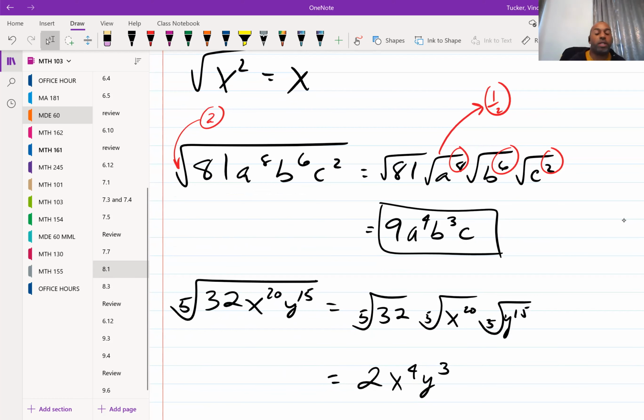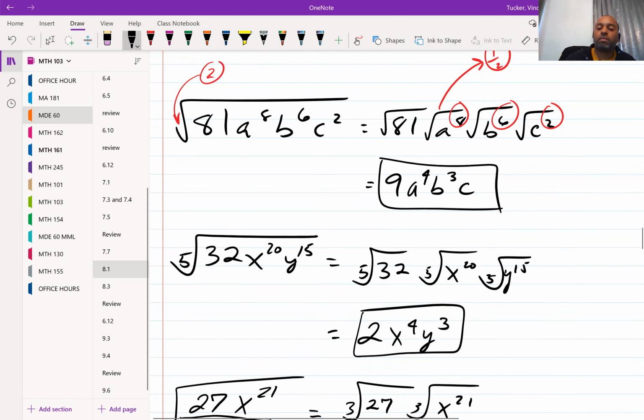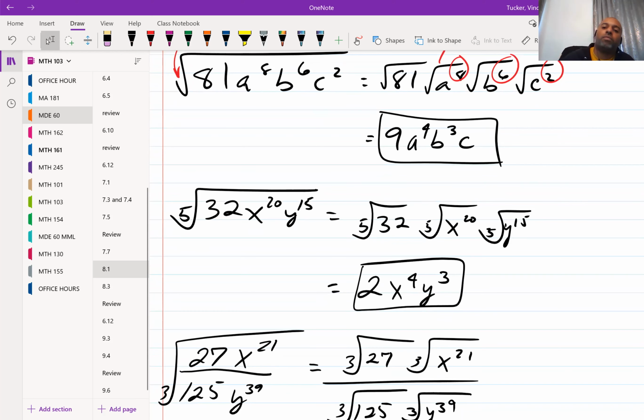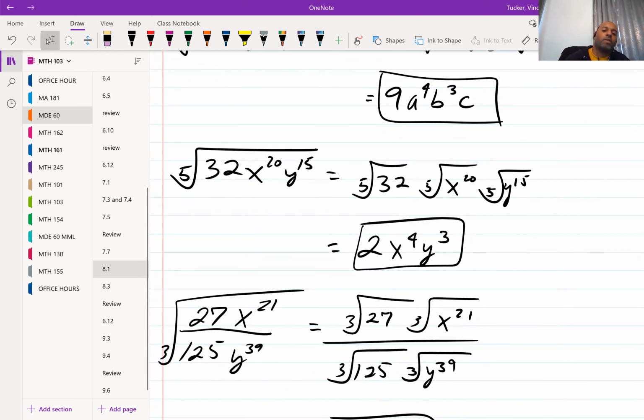Now when I look at those exponents, we divide the 5 into the 20, that'll give me 4 for the x's exponent, and then divide 5 into the 15, that's 3 for the y's exponent. Questions? Any questions? All right, next one.